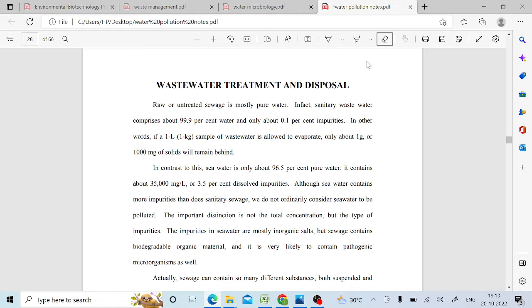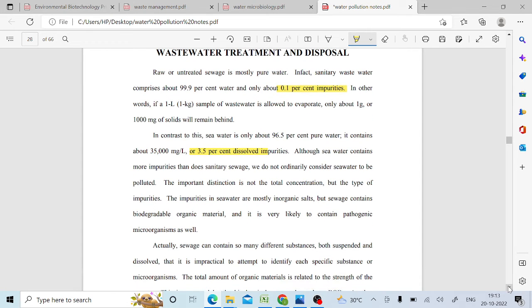The urban sewage water contains approximately 0.1% of impurities, whereas natural salt water, that is seawater, contains approximately 3.5% dissolved impurities. If you consider both of these, the sewage water contains a much lesser percentage of impurities than the natural salt water.